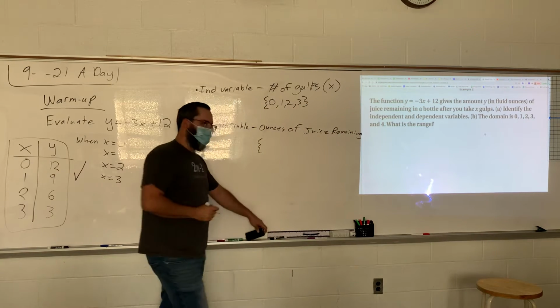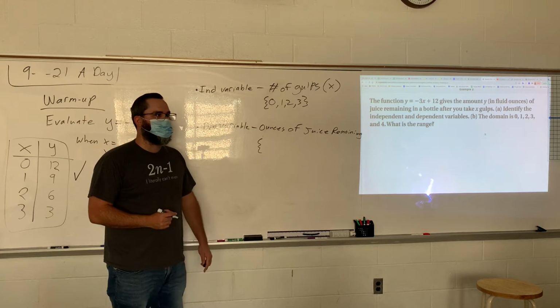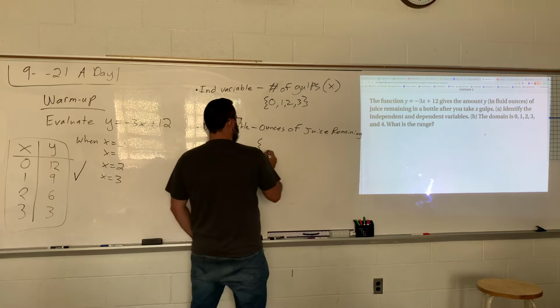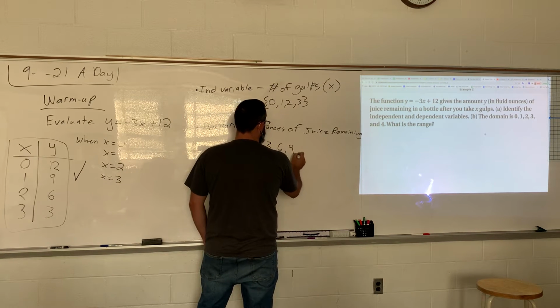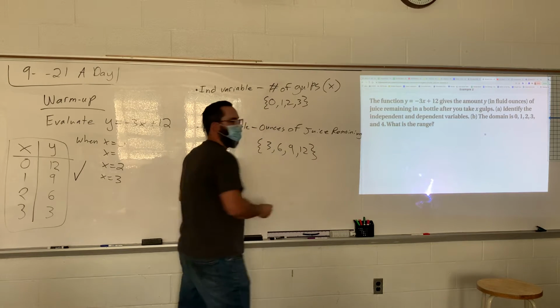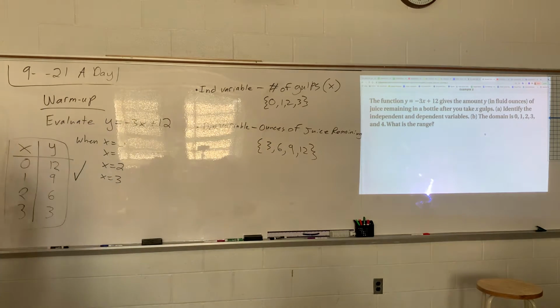And what are the amounts? 12, 9, 6, 3. Good. Okay. So we've identified what the dependent variable is, and we've identified the actual numbers. The same thing for the independent variable. And we used the domain that was given to find the corresponding range.